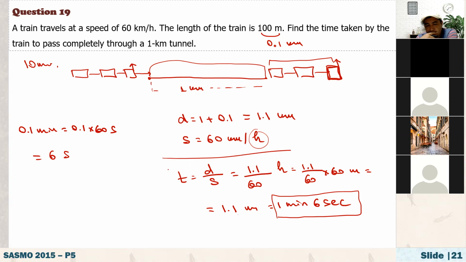Yes, good. Especially the most important point here is the train is entering here and leaving here, right? If you look at the head of the train, let's say the first wheel of the train, what is the distance covered by the first wheel? It is equal to the length of the tunnel plus the length of the train.